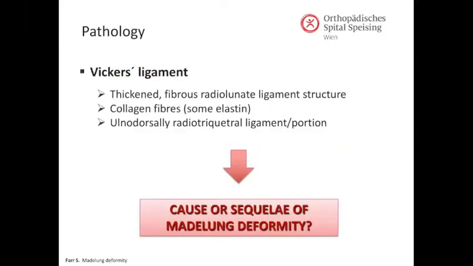Concerning the pathology, we have the Vickers ligament, which is a thick fibrous radiolunate structure consisting of collagen fibers and also some elastin. Moreover, there's a dorsal part of the Vickers ligament, the radiotriquetral portion of it, and whether it's the same ligament or another ligament is still an ongoing discussion. Nevertheless, we still do not know clearly whether this is the cause or just the sequela of the deformity. Most of us expect that it's the cause, but it has not been proven so far.